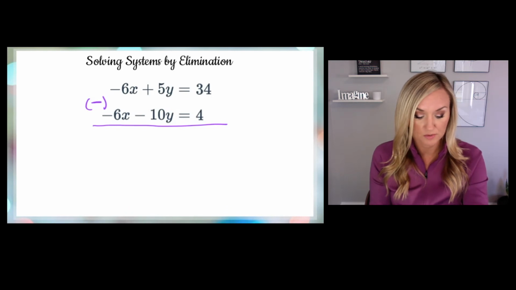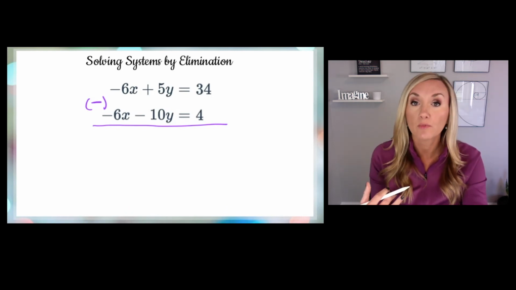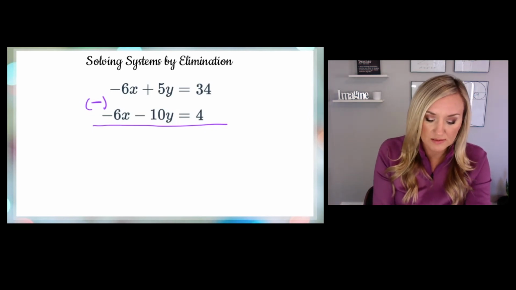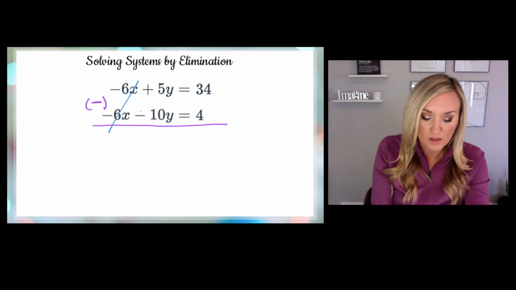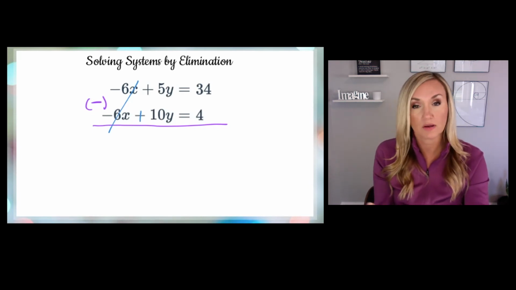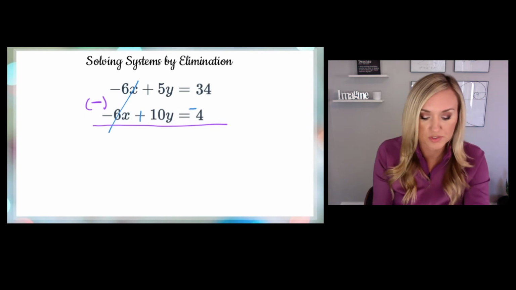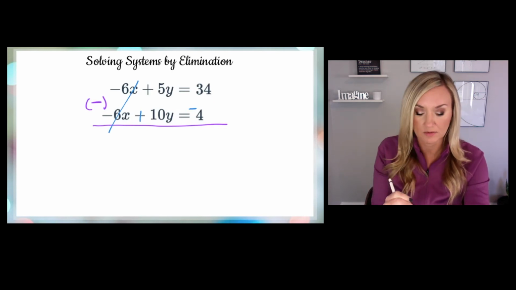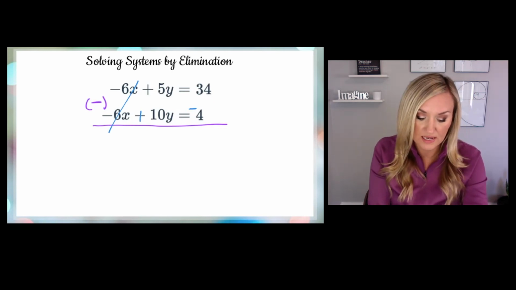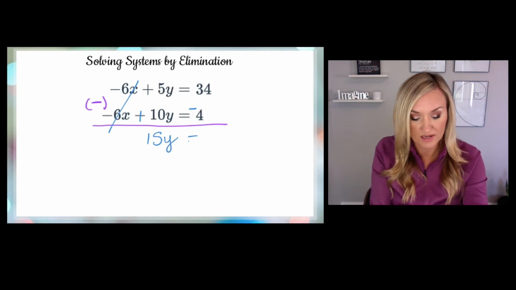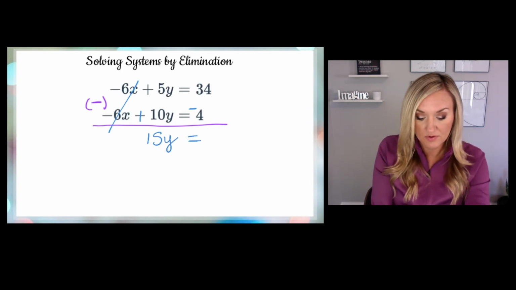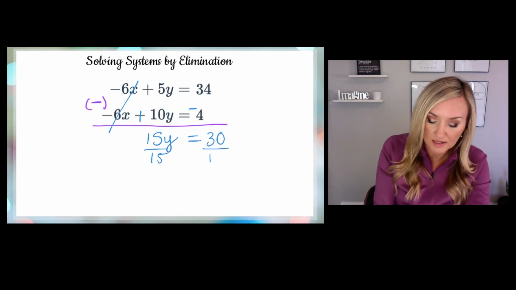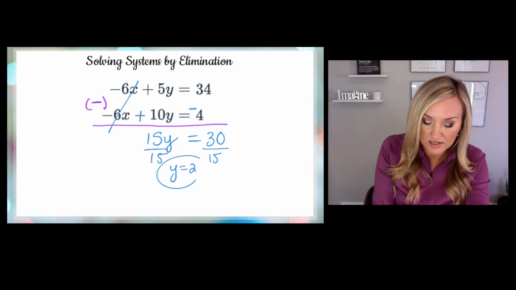So what I'm going to do is, and sometimes other colors help when things get really messy and kind of big, I'm going to say, well, these will cancel. This becomes a positive because a negative times a negative is a positive, and then this negative goes to the 4. So now what I'm able to do is add straight up and down. So now I have 5y and a plus 10y, and that is 15y, equals, and then I have 34 minus 4, which is 30. Now you just need to simply divide by 15, and we have isolated y, and y is 2.